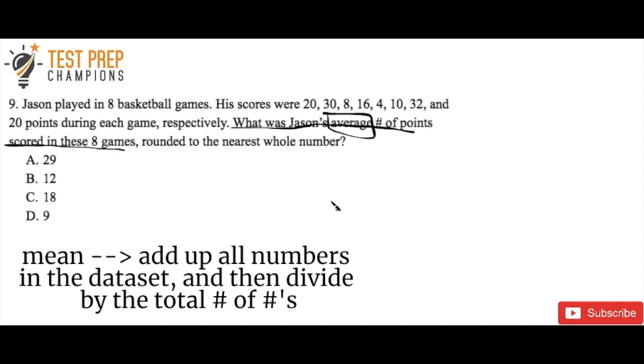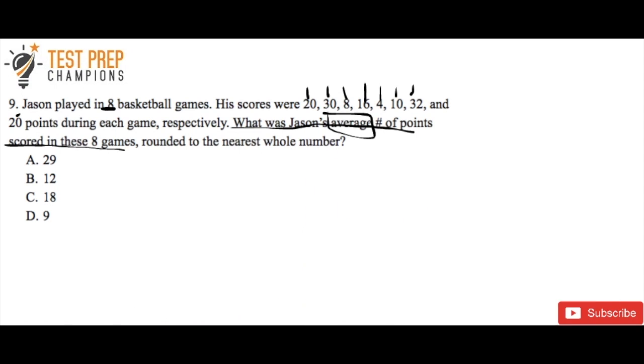And the same process you use to find the average is the same exact process you use to find the mean. So all you do is add up all the numbers in the data set and divide by the total number of numbers. So you're going to take all these numbers in your data set, your 20, 30, 8, 16, 4, 10, 32, and 20, add those all up and divide by the total number of numbers in the data set. Well, you can just count them up here. We've got 1, 2, 3, 4, 5, 6, 7, 8 numbers. And it also tells us in the question that there are 8 different games. So you're going to add all these numbers up and divide by the total number of numbers.